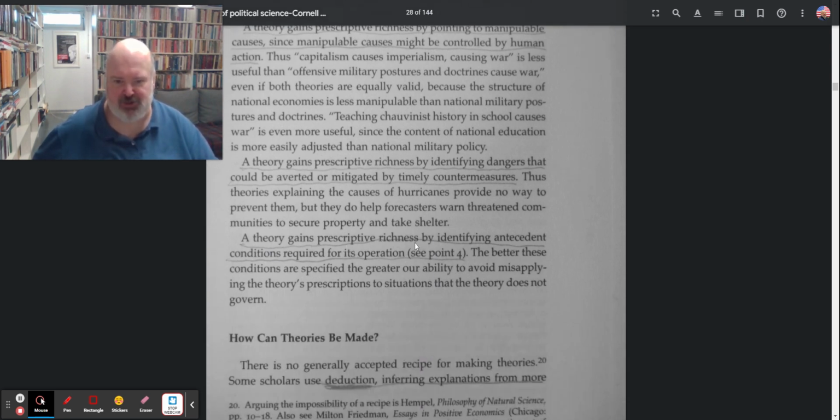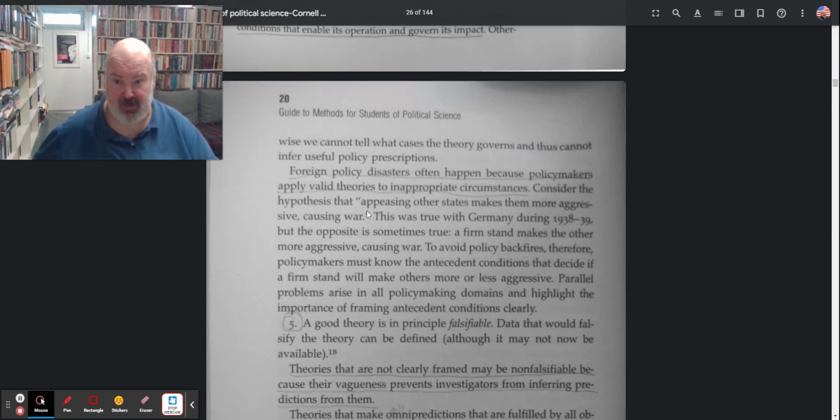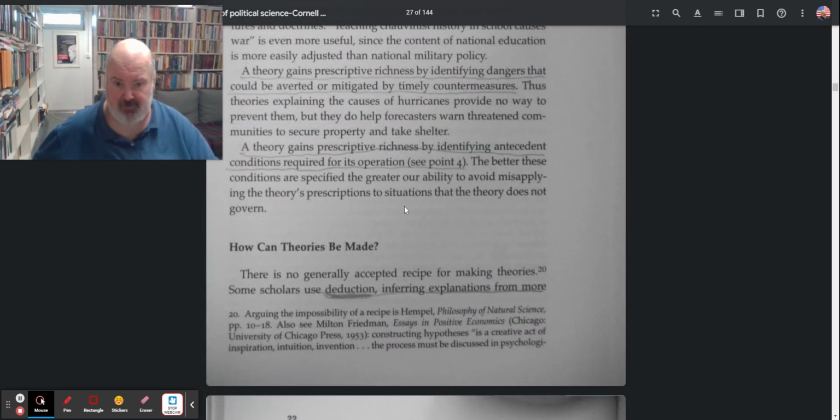A theory gains prescriptive richness by identifying antecedent conditions required for its operation. See point 4, right? Again, this is point 4 up there. The fourth condition is that they need to be clearly framed. The better these conditions are specified, the greater our ability to avoid misapplying the theory's prescriptions to situations that the theory does not govern.